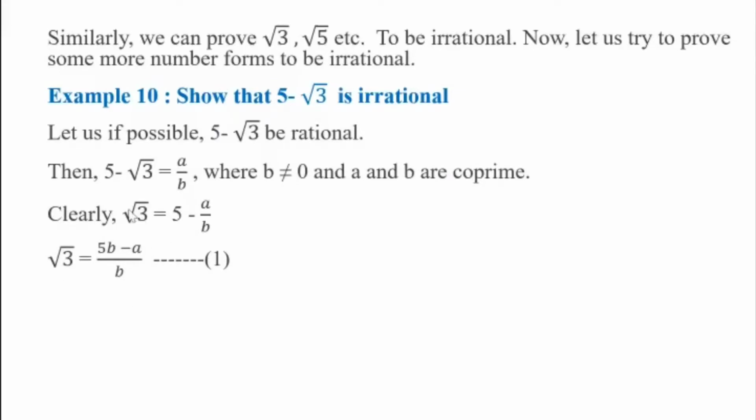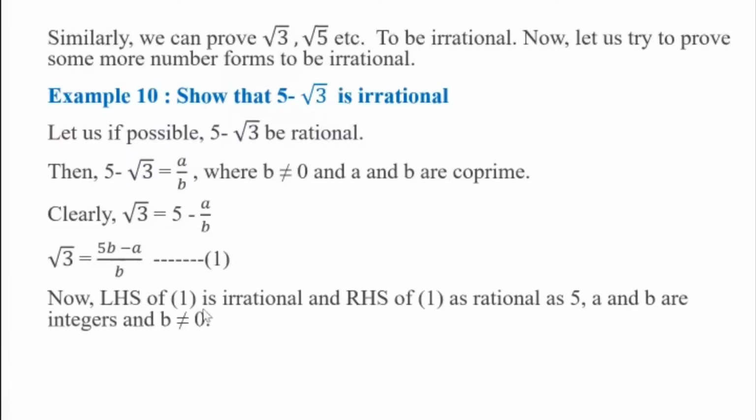Carefully look at this first equation. The right hand side is rational. Reason being a, b and 5 are integers. So I get (5b minus a) upon b is a rational number, because b is also not equal to 0. So I get the right hand side of the first equation is rational. But I know that root 3 is irrational. LHS of 1 is irrational, and RHS of 1 is rational.